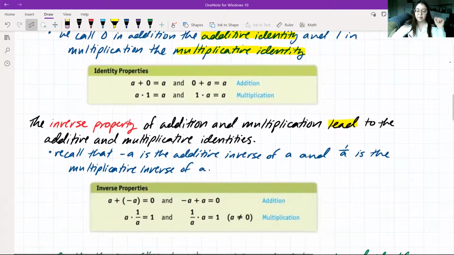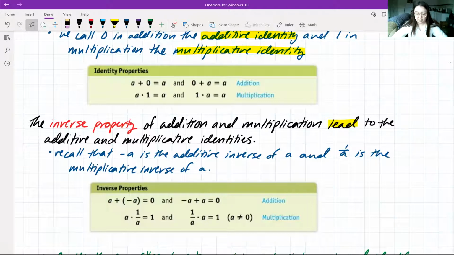Then our inverse property of addition and multiplication lead to the additive and multiplicative identities. So if we're saying that they lead to additive and multiplicative identities, we know that the additive identity was 0 and the multiplicative identity was 1. So if we recall that negative a is the additive inverse of a, and 1 over a is the multiplicative inverse of a.